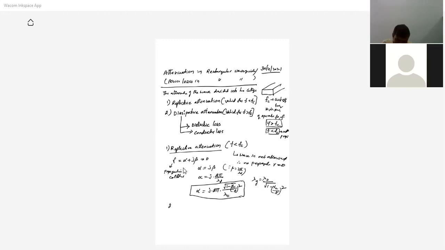Now the second one is the dissipative attenuation. For dissipative attenuation, f is greater than fc, and here the wave is entering into the waveguide. Now due to the material, we have the attenuation here. One is the dielectric loss and the other is the conductor loss.